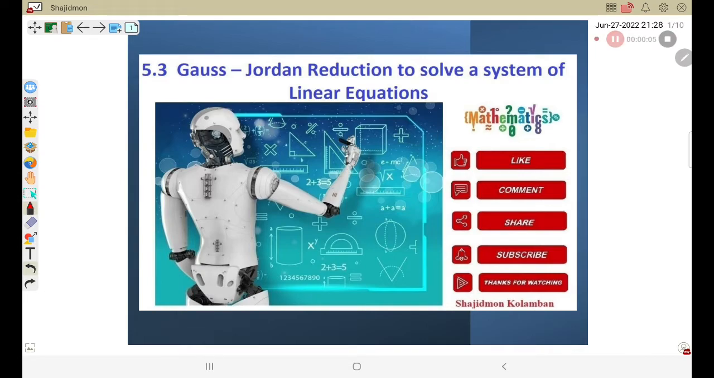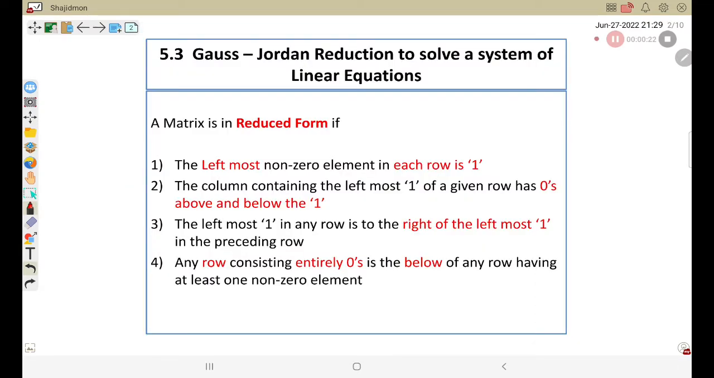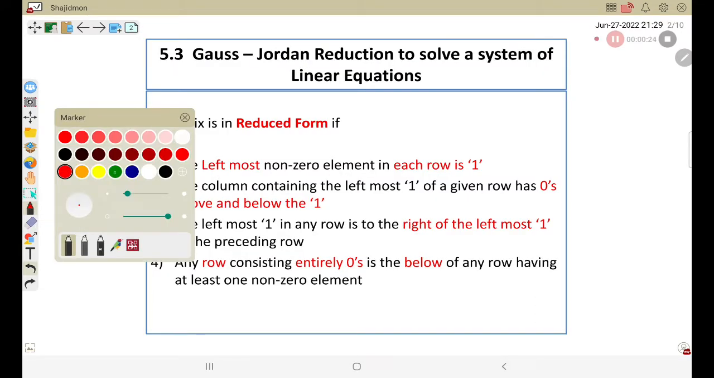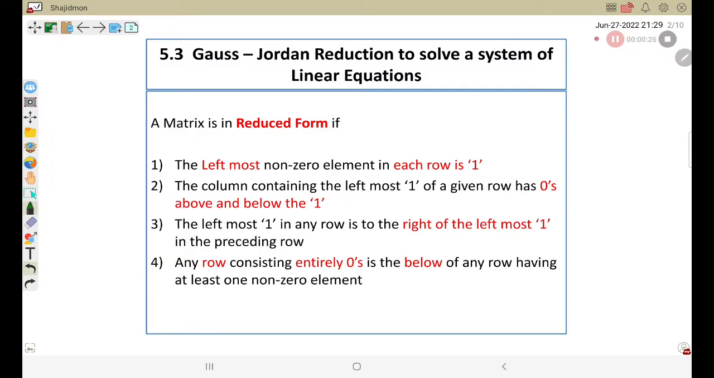In this video we are discussing section number 5.3, Gauss-Jordan reduction to solve a system of linear equations. This is a topic from the course Mathematics for IT, from chapter 5. So let's start the topic. Section number 5.3, Gauss-Jordan reduction to solve a system of linear equations.